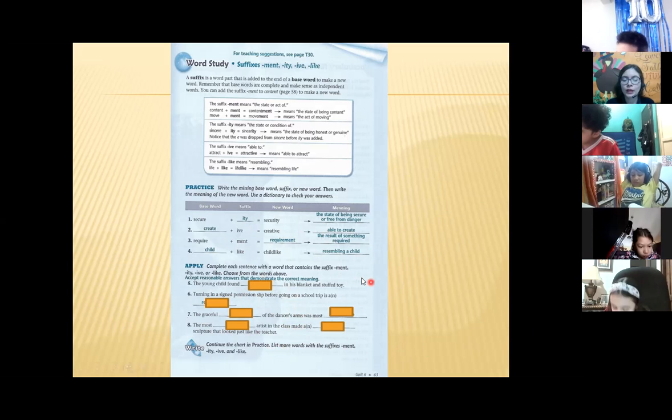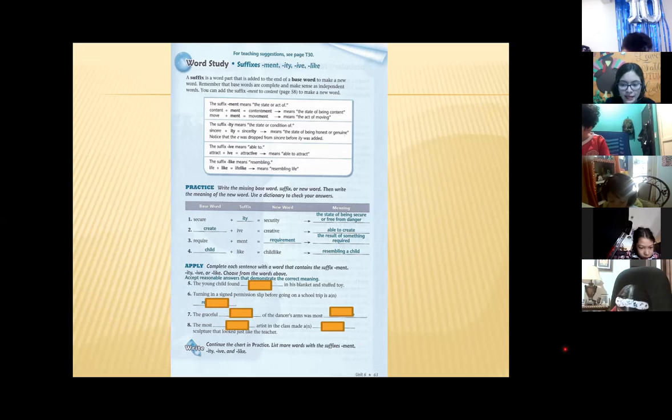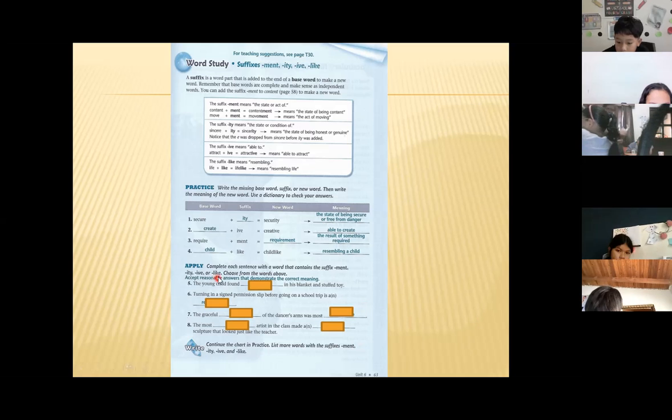Now, apply. What are we doing in this part? Okay, tell me, Rebecca, what's your question? Okay, in this part we are only going to join words to create new words. To create a word, yes, using the suffixes. Yes. Now let's apply. Complete each sentence with a word that contains a suffix: meant, ed, if, or like. Choose the word from the words above. So we're going to use the words that are above.